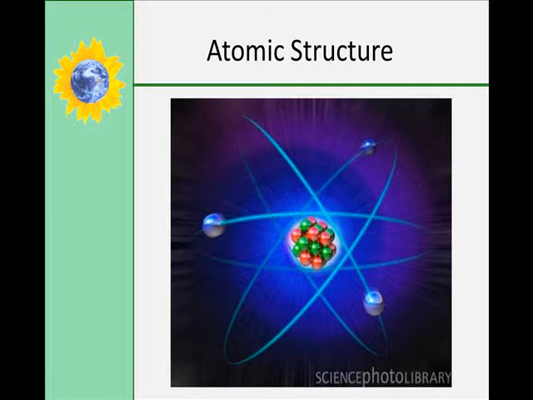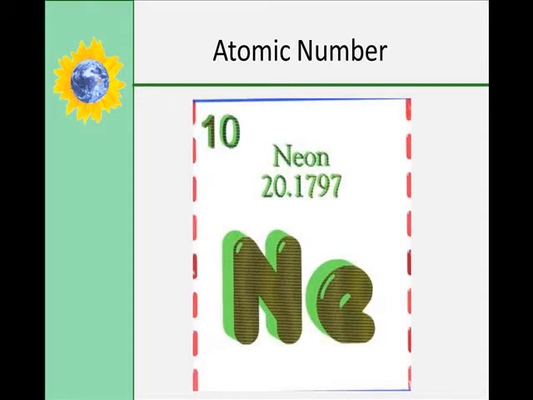Much smaller negatively charged particles called electrons orbit the nucleus, much as the planets orbit the sun in our solar system. The nucleus is tiny, so the vast majority of an atom is empty space. The number of protons in an atom's nucleus is equivalent to the atomic number. It is this number that dictates what element the atom is. So it's not the neutrons, it's the protons. It's not the electrons, it's the protons.